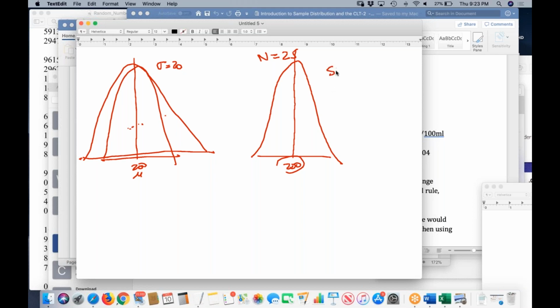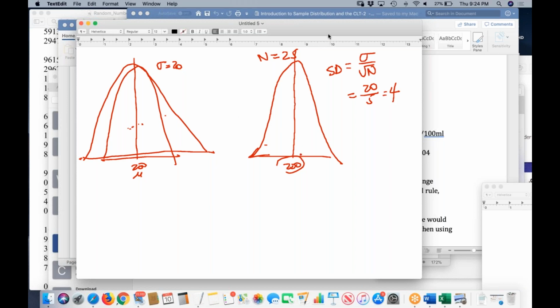However, the standard deviation of our sampling distribution is not going to be 20. What's it going to be equal to? Sigma over the square root of the sample size. Sigma was 20, divided by the square root of 25, which is 5, and that's going to be equal to 4. So this is a distribution of all the samples that we're going to get if we repeatedly took samples over and over again.